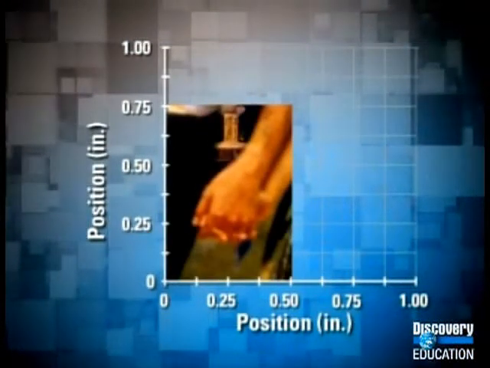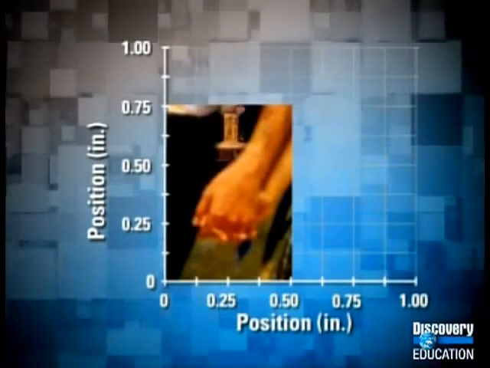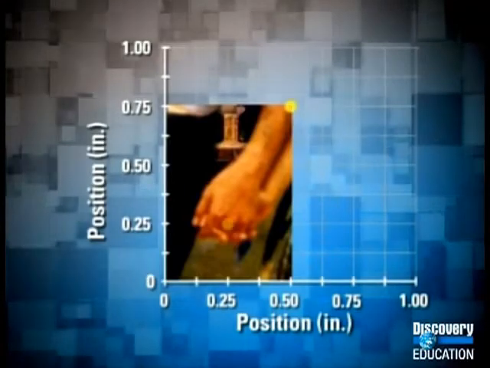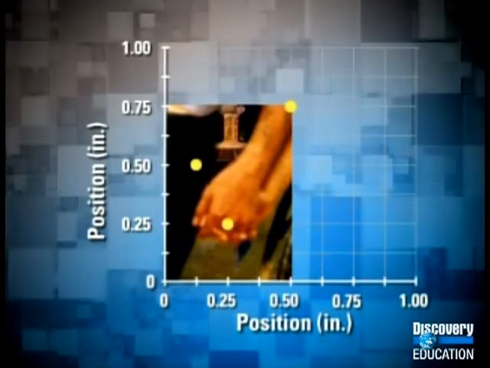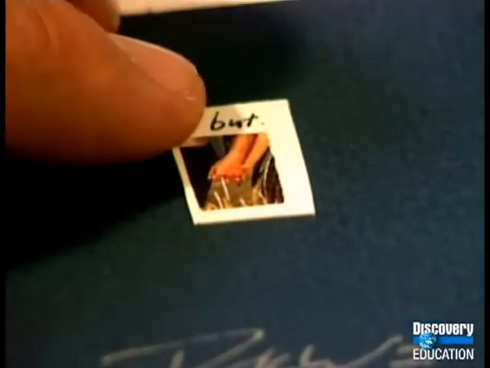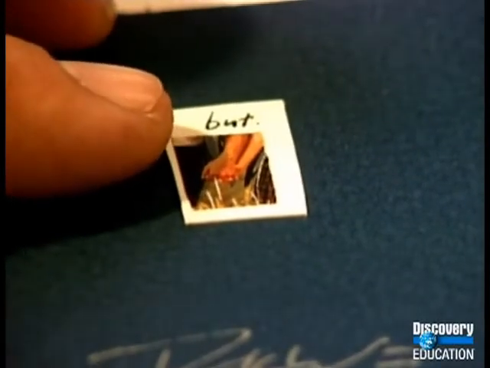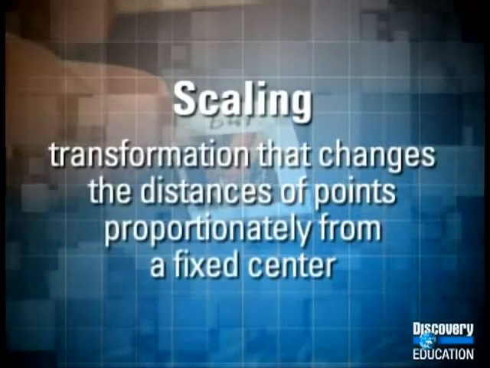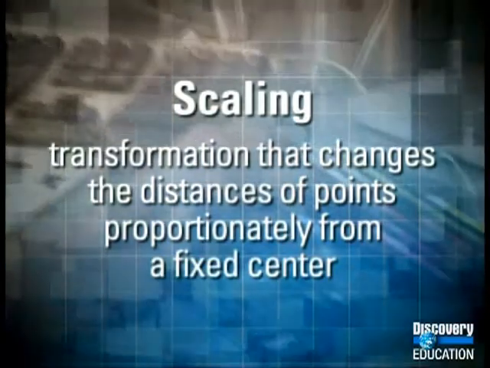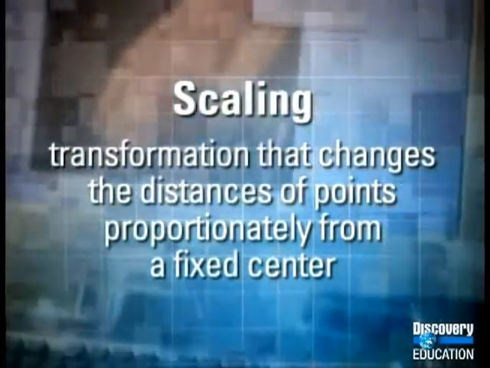Suppose we place the original image in the first quadrant of a Cartesian coordinate system, with the bottom left corner on the origin. Now plot a few points in the image. To enlarge or shrink it, we can use the process of scaling. Scaling is a geometric transformation that expands or contracts a set of points proportionately from a fixed center.